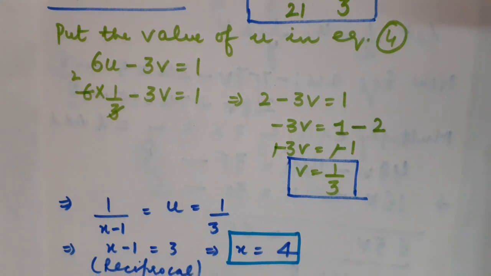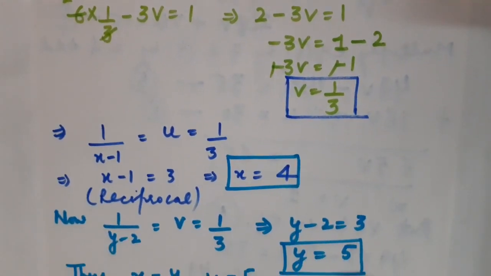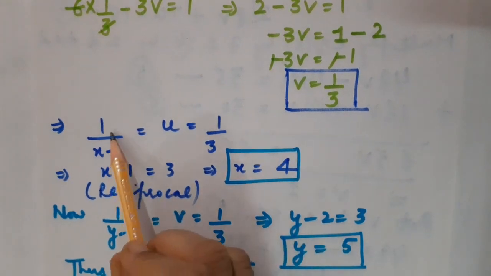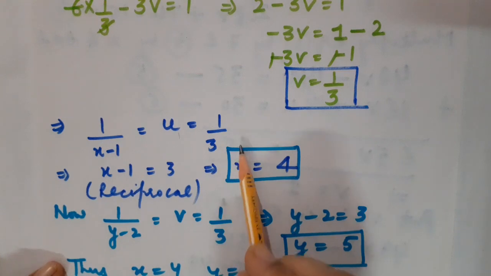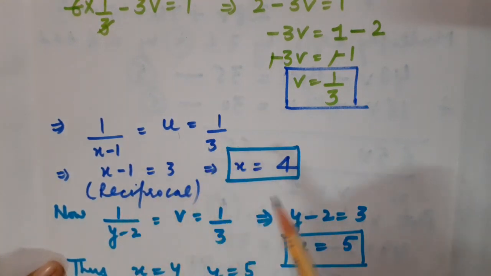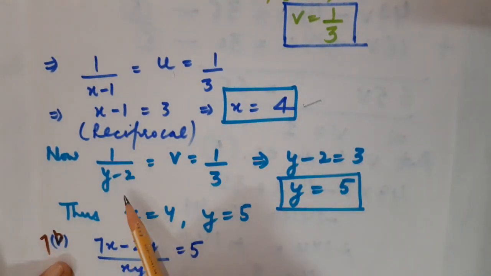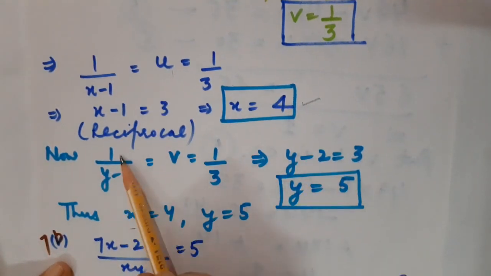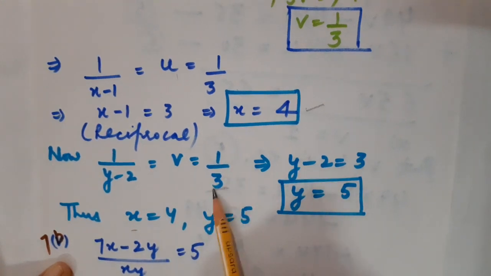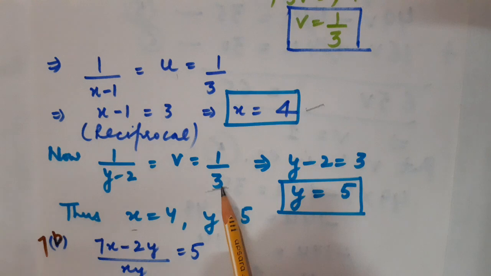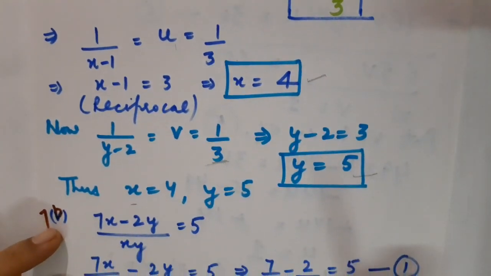But children, I want the value of x and y. So what was my assumption for u? 1 upon x minus 1 was equal to u, and u I have calculated as 1 upon 3. So let us take their reciprocal. I have got x is equal to 4. In the same manner, while taking reciprocal of 1 upon y minus 2 is equal to 1 upon 3, the value of v is also equal to 1 upon 3. So y I have got as 5. Please check.